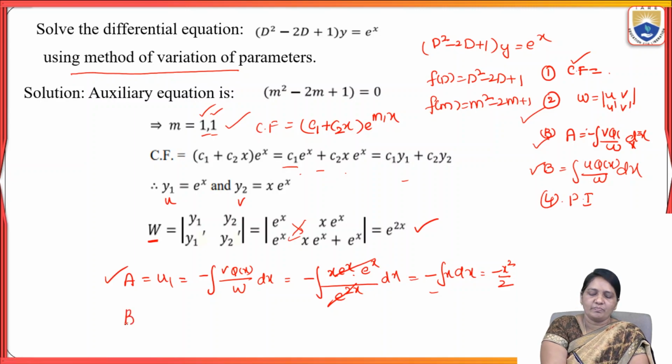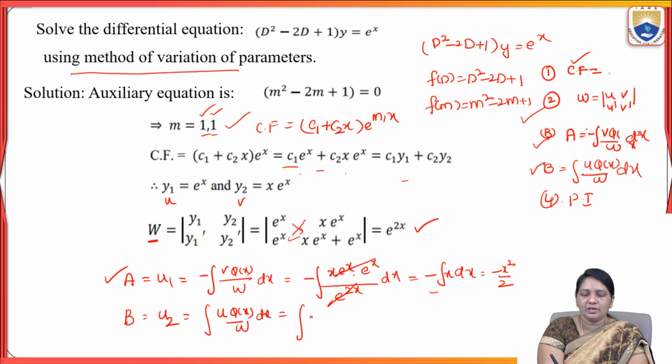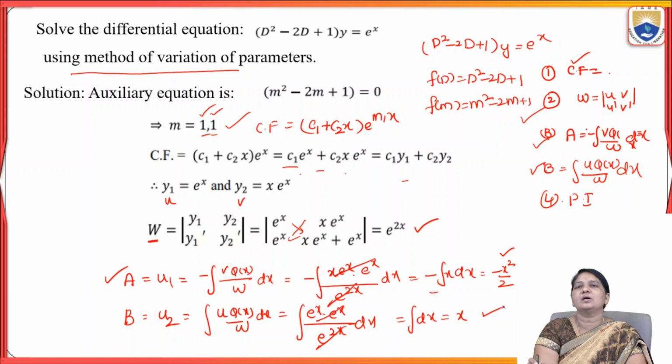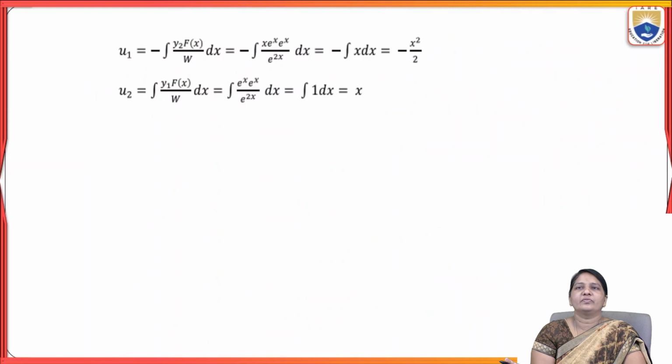So what is the value of p? P equal to, otherwise u2 equal to integral u into q of x by w into dx. So here integral u is nothing but y1. So e power x into e power x by e power 2x dx. So these two will be cancelled. So integral dx is equal to x. So this is the a value, this is the b value. That is only you can observe here.